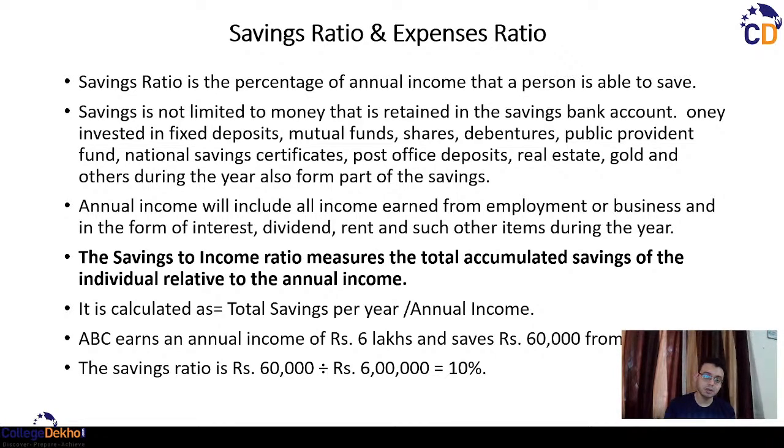Because ultimately, the part you save, the remaining part is the expense, and the part you spend, the remaining part is the saving, right? So saving ratio is a percentage of annual income that a person is able to save. Now, saving is not limited to money that is retained in the savings bank account. Money invested in fixed deposits, mutual funds, shares, debentures, public provident fund, national savings certificates, post office deposits, real estate, gold, and others during the year also form part of the savings. So all these things also form part of your savings.